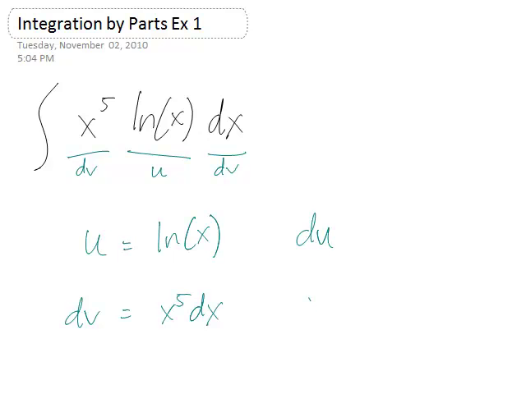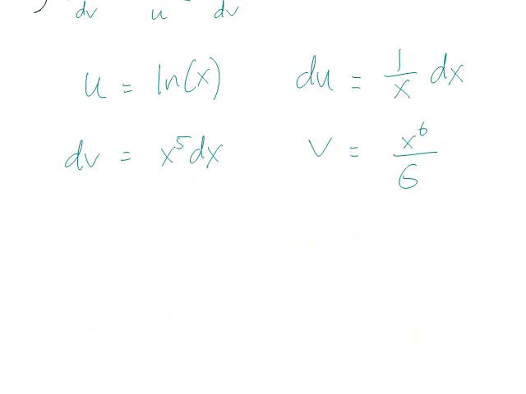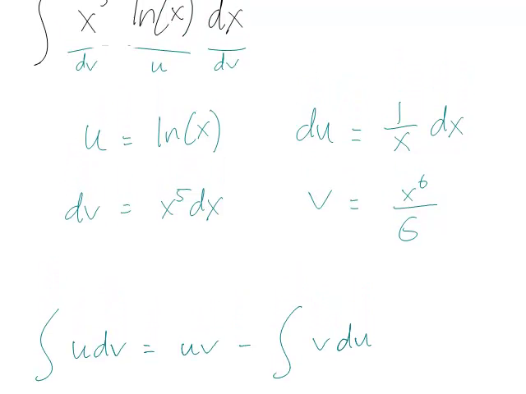And so we need to calculate du and v, so we can use the integration by parts formula. Du, the derivative of ln x, is 1 over x dx. And if dv is x to the fifth dx, v is its integral, which is x to the 6 over 6. And so now we can use the integration by parts formula: the integral of u dv equals uv minus the integral of v du. And the integral of u dv is our original integral.